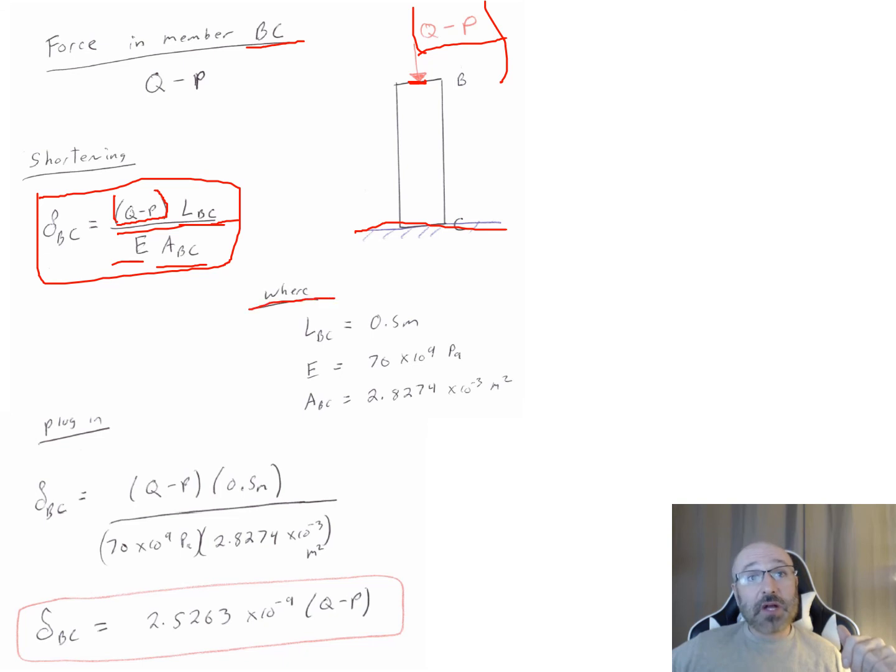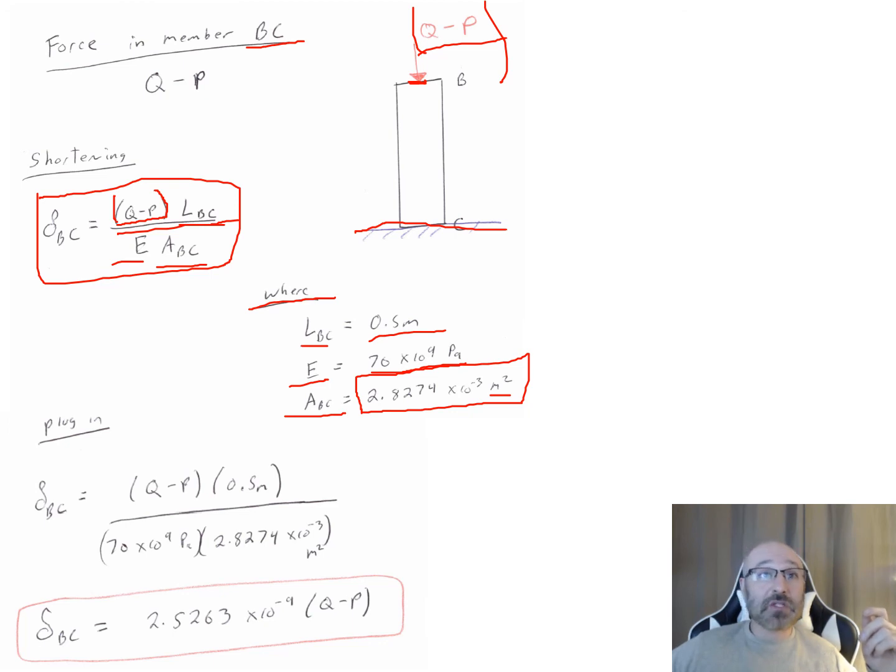So now we want to plug in our knowns. We can go back to our initial setup page and say, okay, the length of BC was given to me as 0.5 meters. My modulus of elasticity for both top and bottom sections was 70 times 10 to the 9th pascals. And my area for BC, I can calculate, and I've already done that based upon my diameter, and this is going to be 2.8274 times 10 to the negative third in units of meters squared.